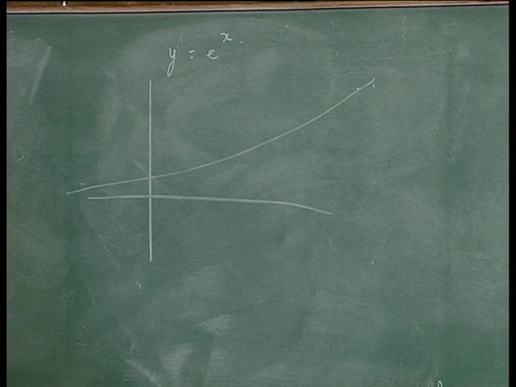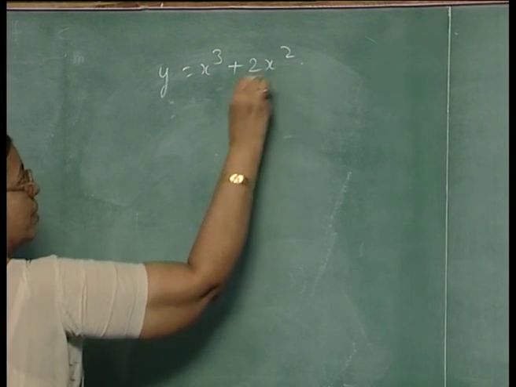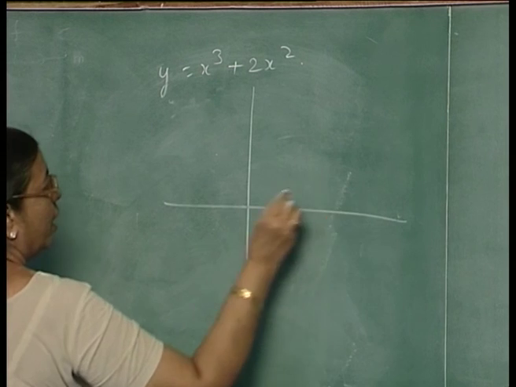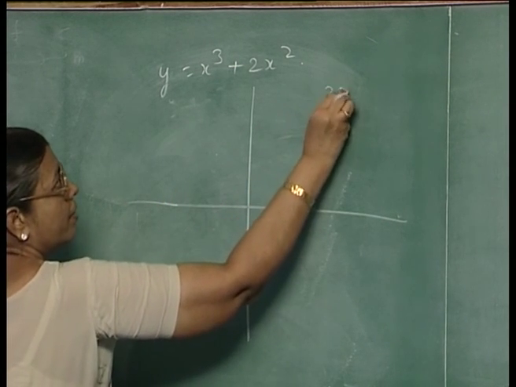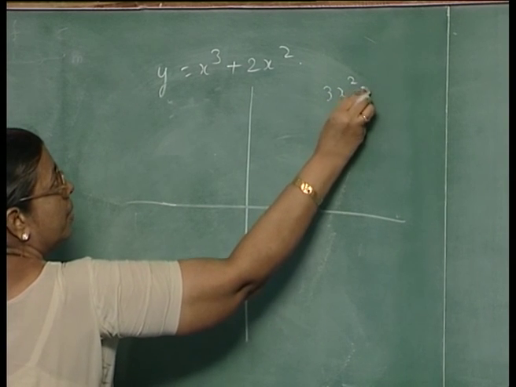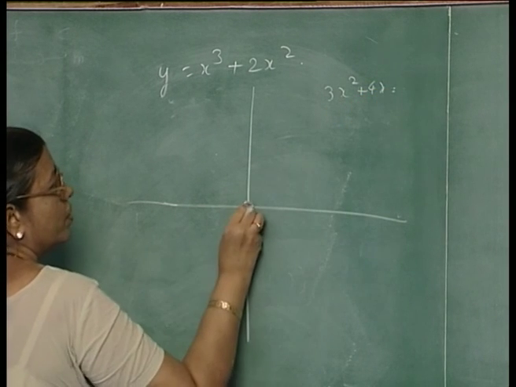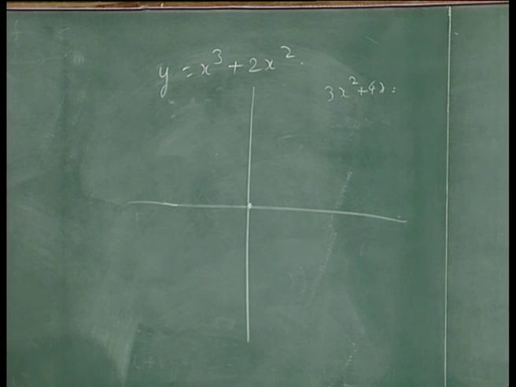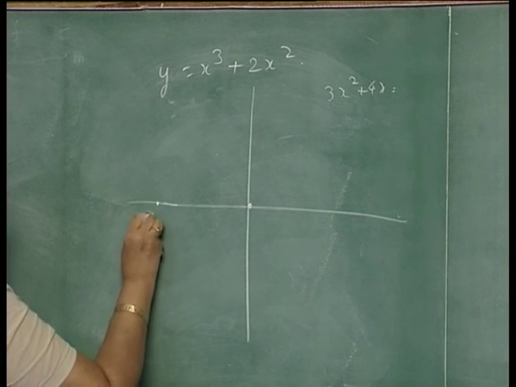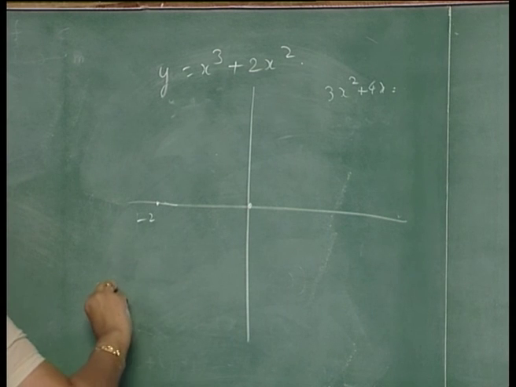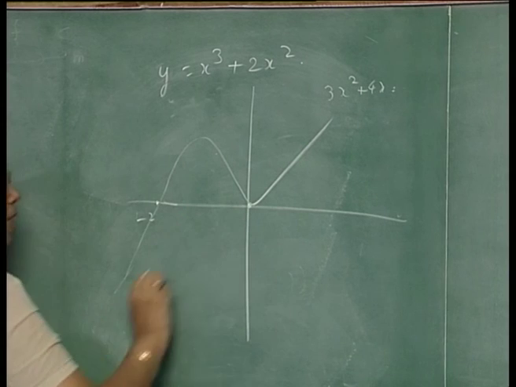Look at this function y is equal to x cubed plus 2x squared, something like that. How will the graph look like? The derivative is 3x squared plus 4x, which is zero at x is equal to 0, and the graph will cut the x axis at x is equal to minus 2. So, the graph will be something like this.